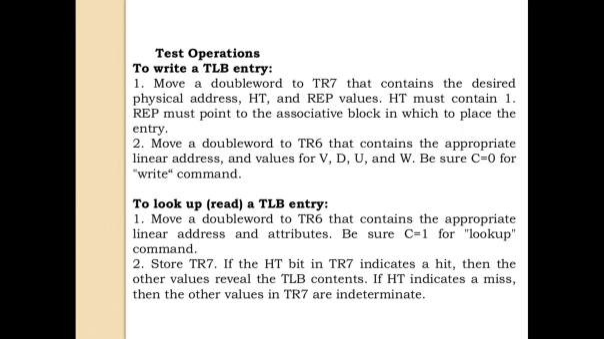Now test operations. To write a TLB entry in the memory, what steps are done? Move double over to TR7. The data we are going to write needs to be copied to TR7, which contains the desired physical address. So it should contain the physical address at which we are going to write, and st and REP values. st must contain 1, it should not be 0, then only we can perform the write operation. REP must point to the associative block in which to place the entry. So where we are going to place the entry, to that associative block the REP should point.